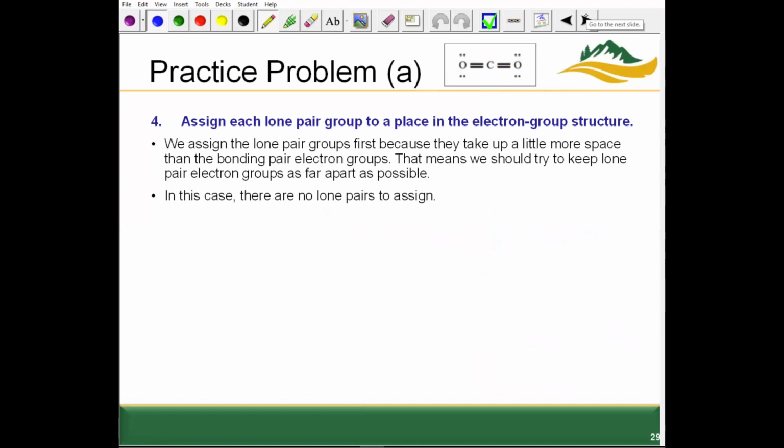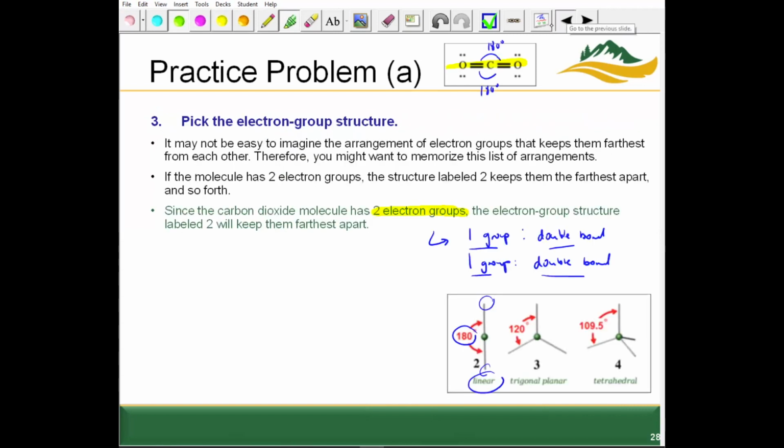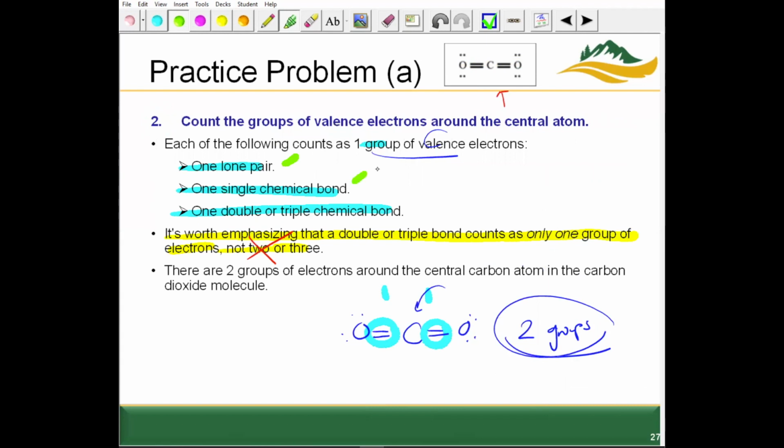We would normally go on to step 4, which is a really important step, where we also assign each lone pair group to a place in the electron group structure. We'll get into some practice with looking at lone pairs around that central atom that I keep mentioning. The reason these are important to keep separate from bonds, yes, they still count as groups, so lone pairs and bonds, either single, double, or triple bonds, are each just one group.